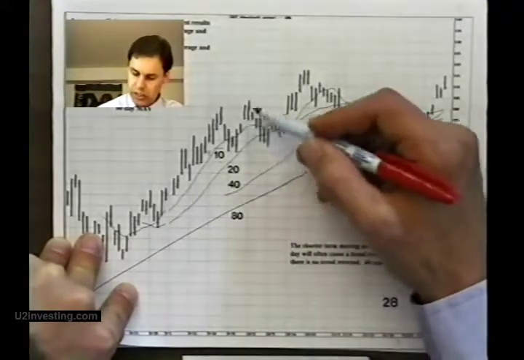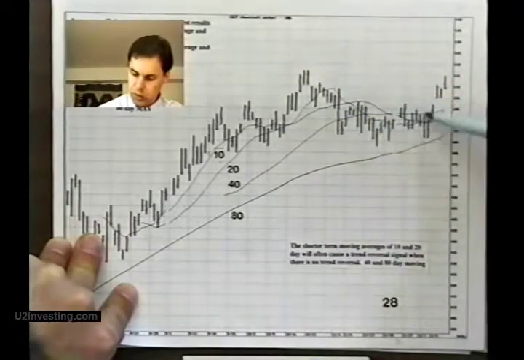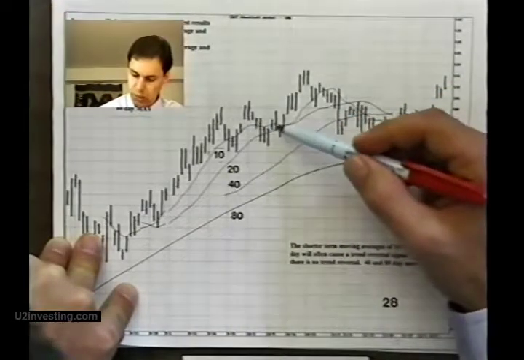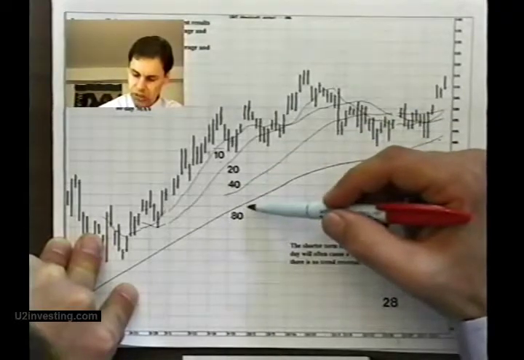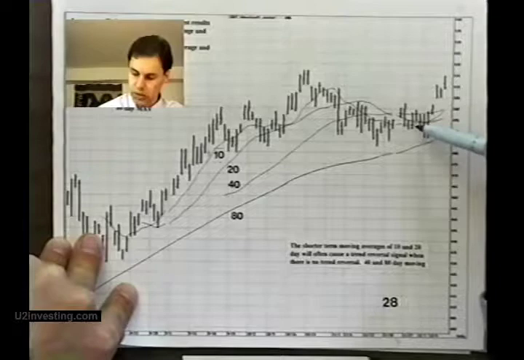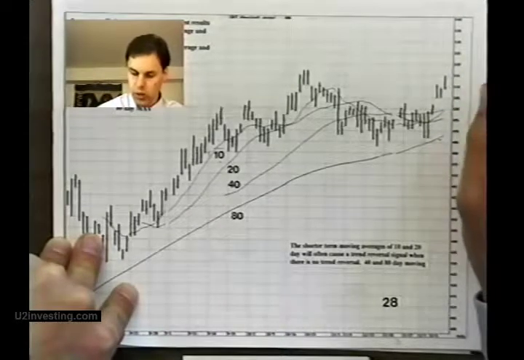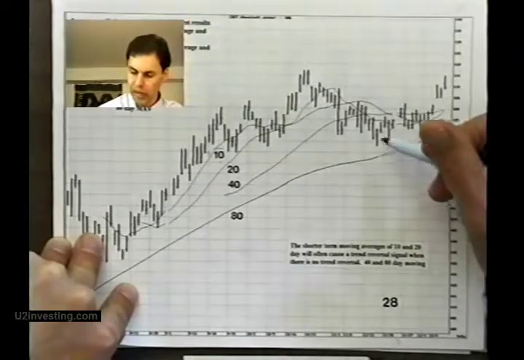Because we have different sizes of sideways markets, here's a big sideways market, here's a smaller sideways market, different moving averages will get caught in different sizes of price swings. So one moving average is not adequate. You should always use dual moving average.